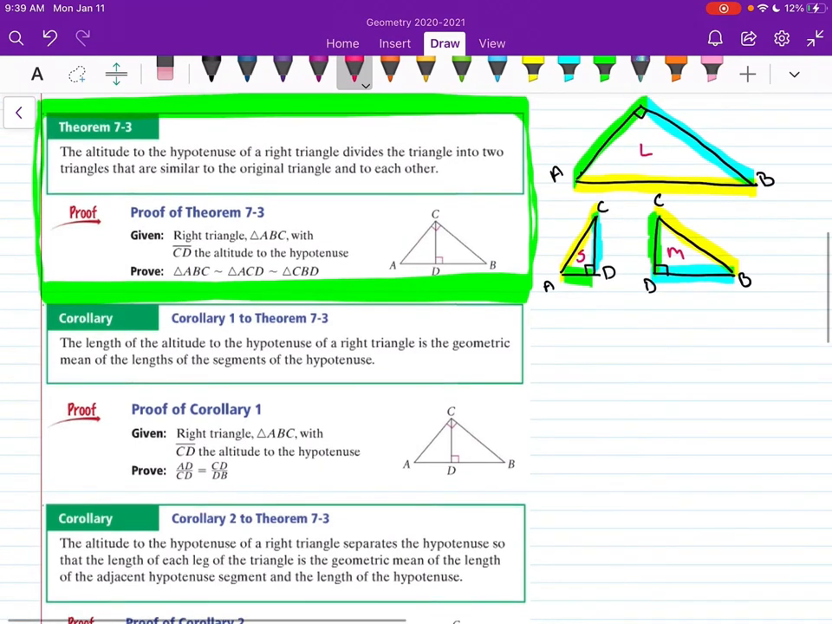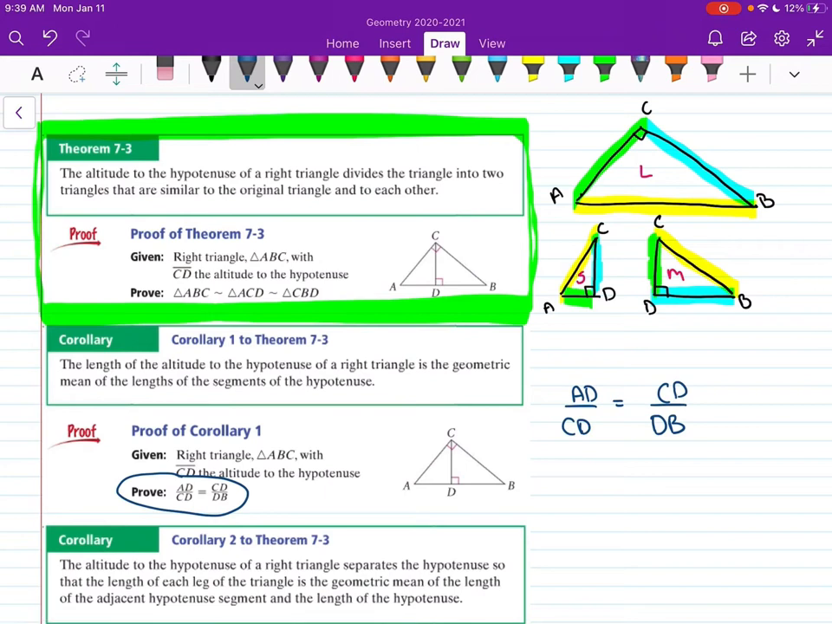So I'm looking right here at the proof statement. If I know that I have the altitude to a right triangle, I have AD over CD equals CD over DB. So let's talk about where these sides come from. AD and CD are both on my small triangle. Those come from my small triangle. And CD and DB, these both come from my medium triangle. So those come from this triangle.